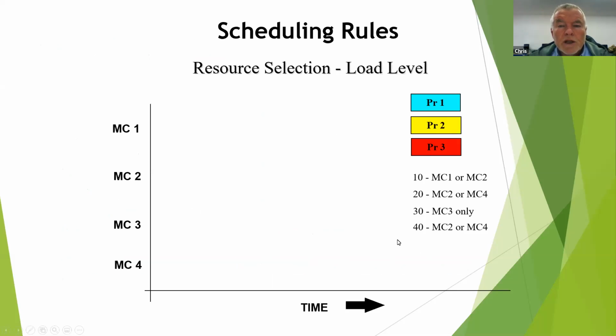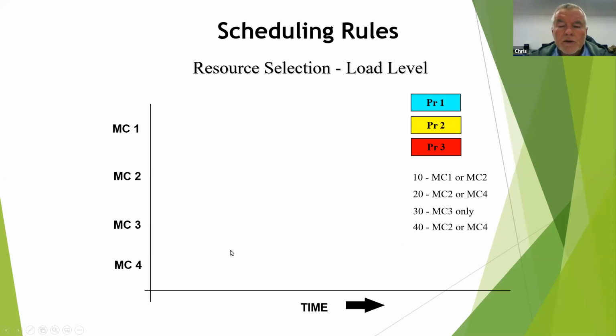All right, so let's look at some of these rules. One I didn't mention was load leveling. So we saw here that this operation could run on machine 1 or machine 2. This one could run on machine 2 or 4. This one only ran on 3, and then this one also only ran on 2 and 4.